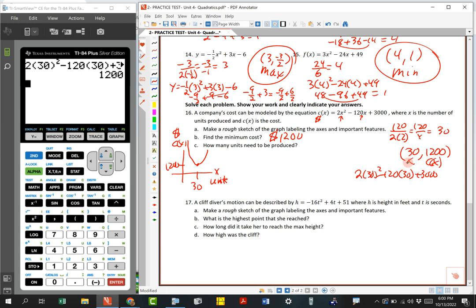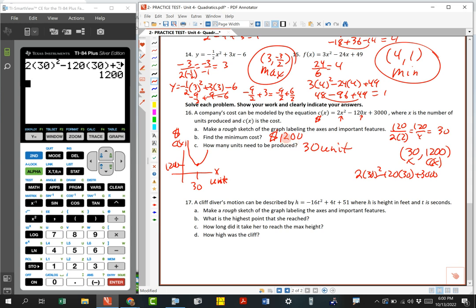So this tells us how many units and this tells us what the cost is. And it says how many units need to be produced. Well, that's the X coordinate here. So they just kind of asked us, like, what are the coordinates of the vertex? They just asked us in the opposite order. Okay, so there's what we've got.